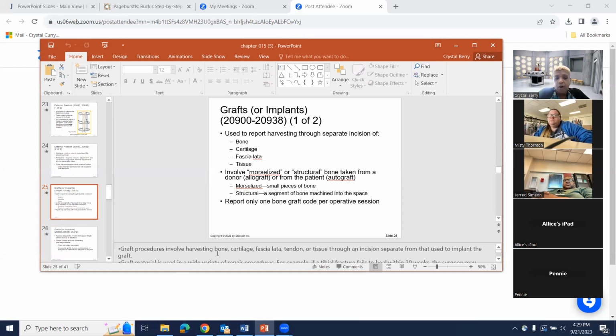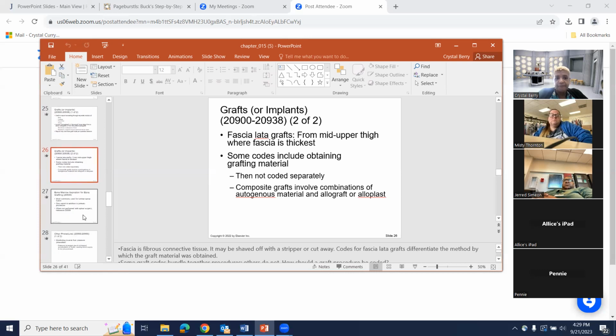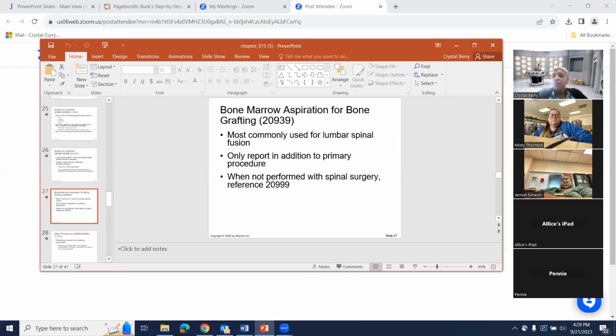Graft procedures involve harvesting bone, and it shows you there at the top what that is. That's the same thing on grafts. Bone marrow aspiration for bone grafting, 20939, is most commonly used for lumbar spinal fusion. Only report it in addition to the primary procedure when not performed with spinal surgery; reference 20999.